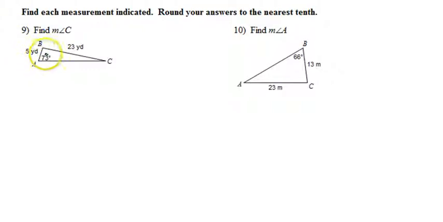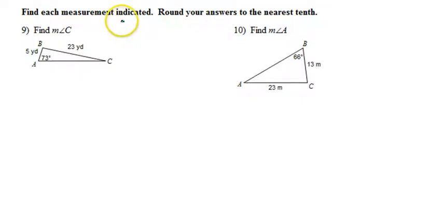Okay, doing number 9. Number 9 says find the measure of angle C. Now, I said to you that this is not a right triangle, so you use the law of sines or law of cosines to find this. There is no right angle, although this could appear to be a 90-degree angle, but law of sines and law of cosines will work for anything.